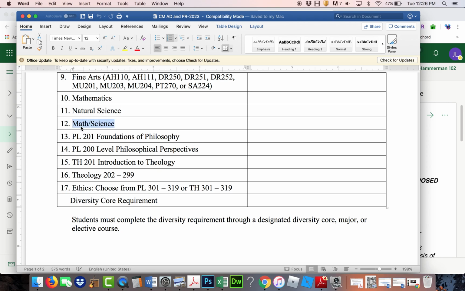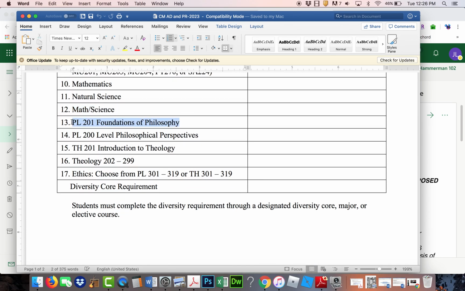The math/science core is similar, and for a lot of majors it's kind of wide open, as an introductory communication science course or stats course.